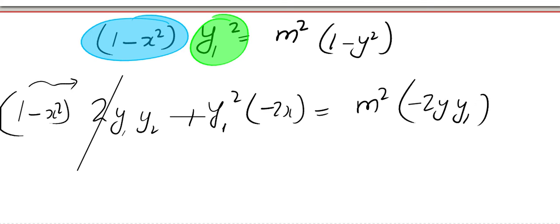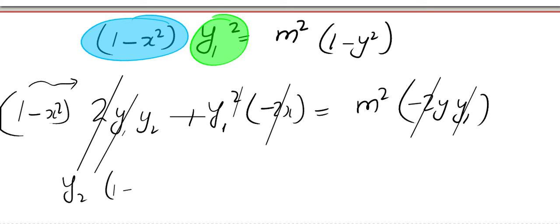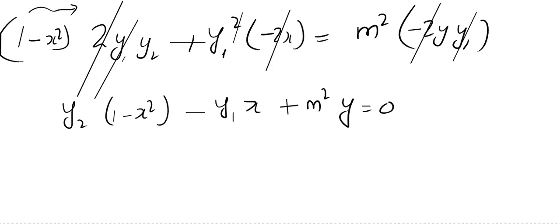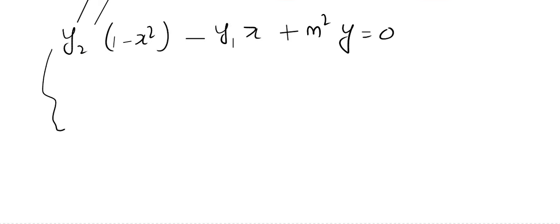And as I always say, 2y1 is a common factor. Cut, cut, cut, cut, cut. That's the answer. And y1 into x plus m square into y equal to 0. Now I'm sure you'll be able to tackle the second part.